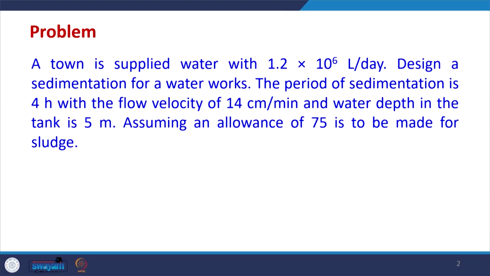Some examples are given here. A question is given that a town is supplied with water of 1.2 into 10 raised to 6 liters per day. This much water has to be supplied to the town. We have to design a sedimentation basin for this water works, and the period of sedimentation is limited to 4 hours, and we can limit the flow velocity to 14 centimeter per minute. The water depth in the tank can be taken up to 5 meter. So, we have limitations.